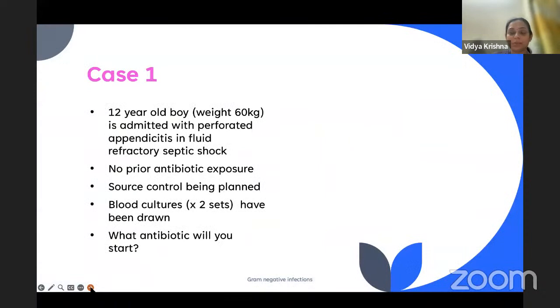So we'll go on to a case so that we can understand these things better. So we have a 12-year-old boy weighing about 60 kg who is now admitted with a perforated appendicitis in a fluid refractory septic shock. So you want to score his multi-drug resistance screen. So you ask him and you ask the family and there is no prior antibiotic exposure. So there is no recent hospitalization, nothing. So he's just come in from the community with a bad intra-abdominal sepsis in a fluid refractory shock. So now the surgery team is going to plan a source control. Blood cultures have been drawn. So now what antibiotics do you want to start?